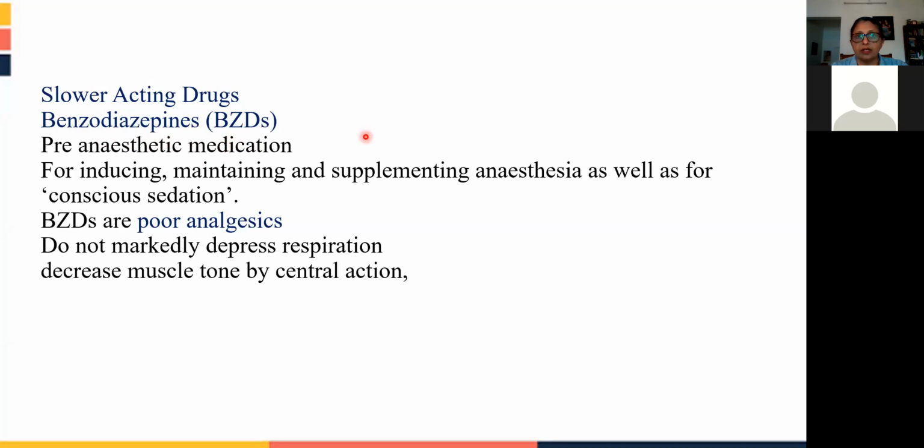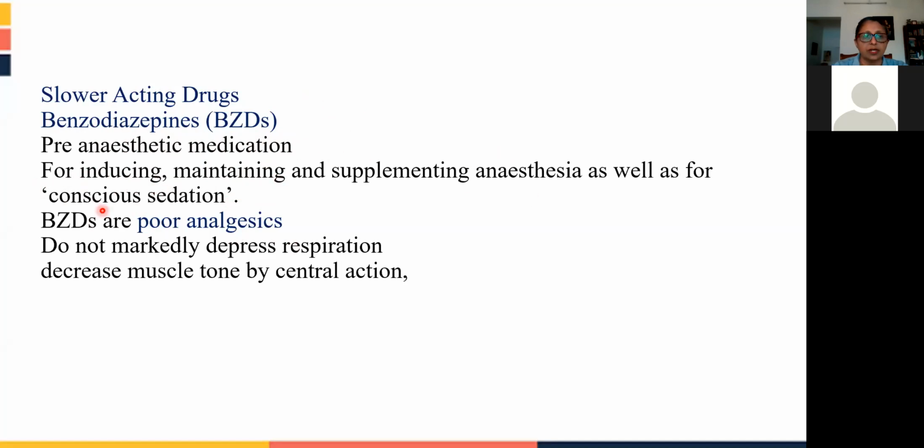And they will be kept in the pre-op room, the pre-operative room, and that is called pre-anesthetic medication. This benzodiazepine is usually used for pre-anesthetic medication, but it can be used for inducing, maintaining, and supplementing anesthesia as well as for conscious sedation. I'll come to conscious sedation in the last slide.